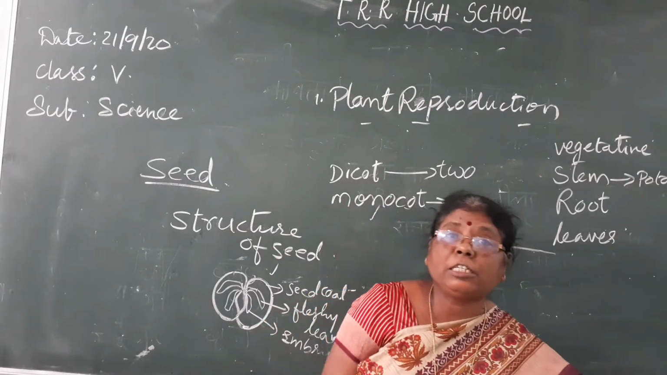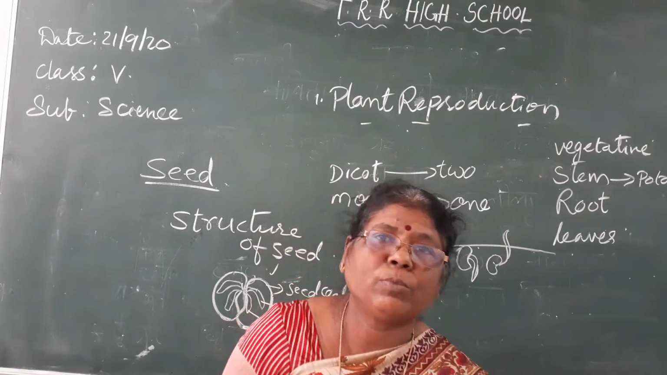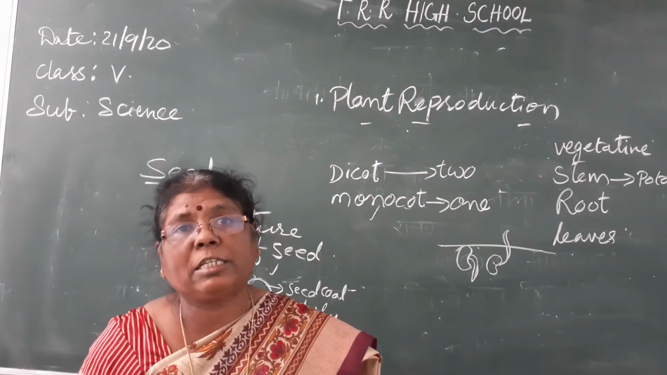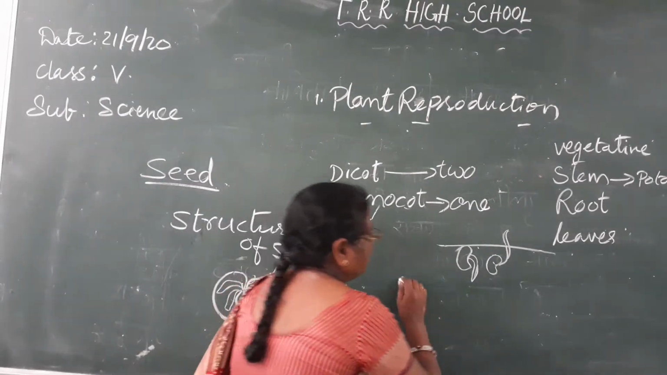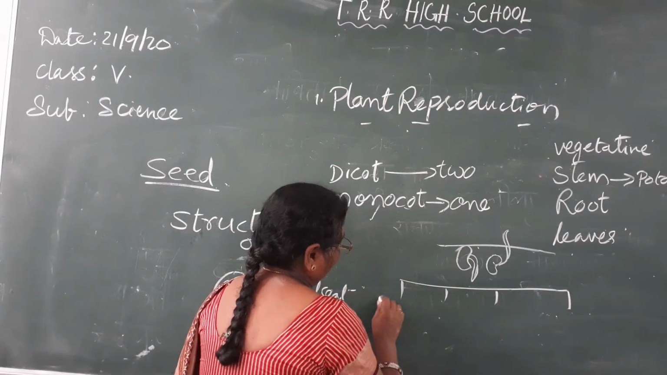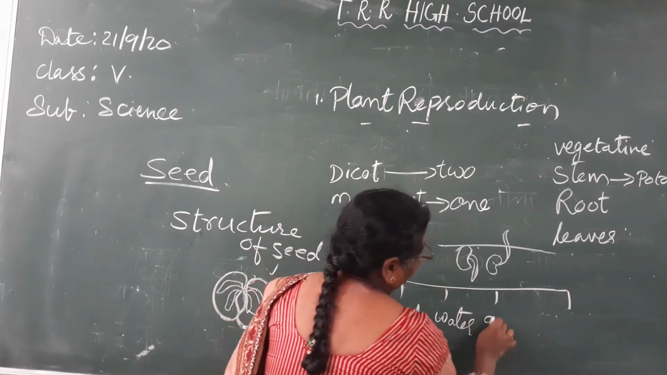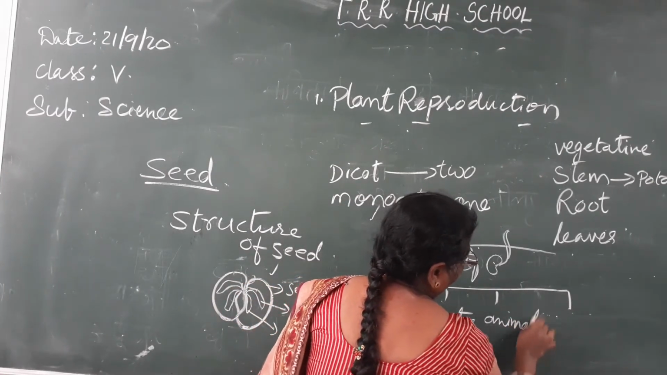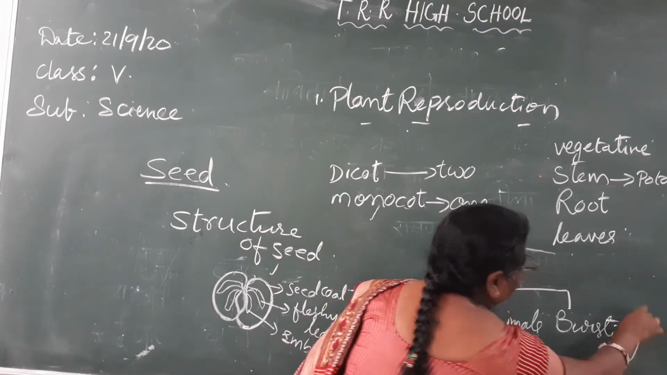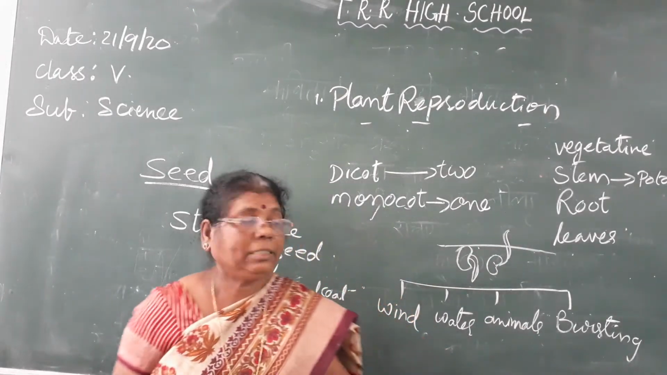Isn't it? Seed dispersal. What is seed dispersal? The dispersal of seed away from the mother plant, the parent plant, is called seed dispersal. What are the agents required for seed dispersal? We have wind, water, animals, bursting. These are the agents required for seed dispersal.